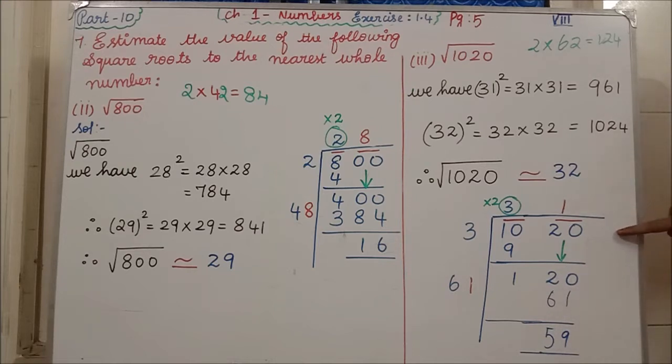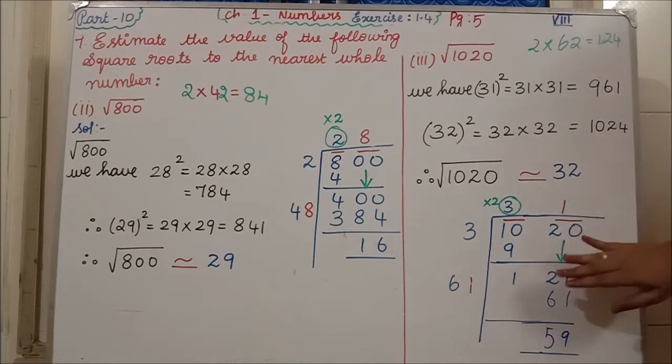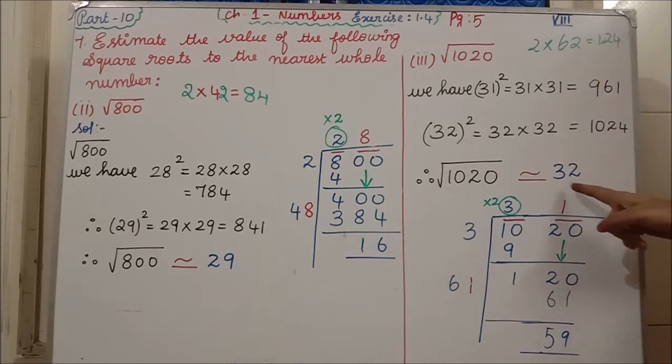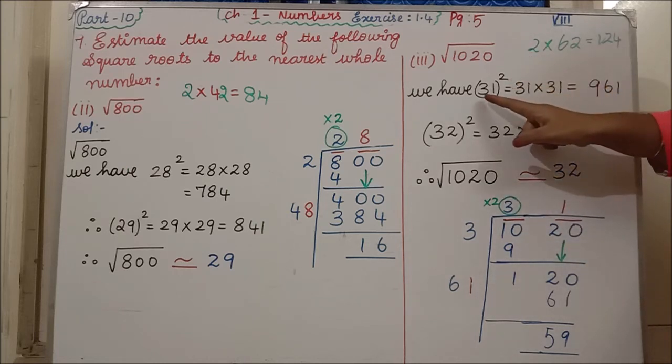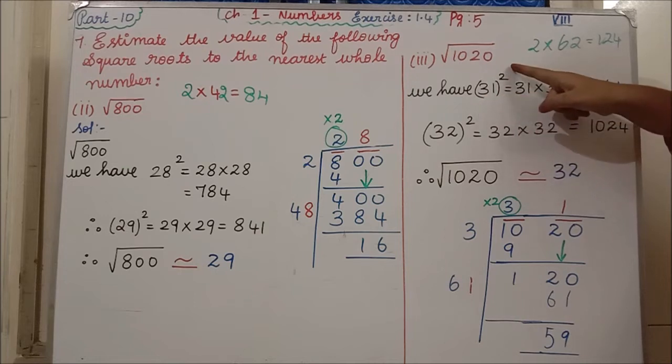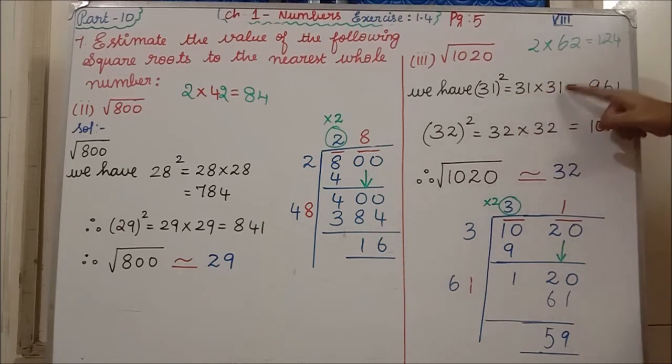After this, do you have any number to proceed? We are not having any number. So with this, we are stopping the long division. Clear? So with this, we are stopping the square root. Then what is the quotient we have got? 31. So we are trying with 31 square. 31 square is equal to 31 into 31.